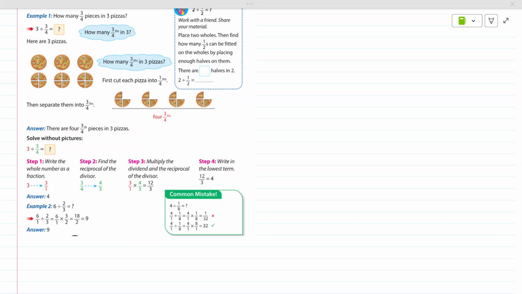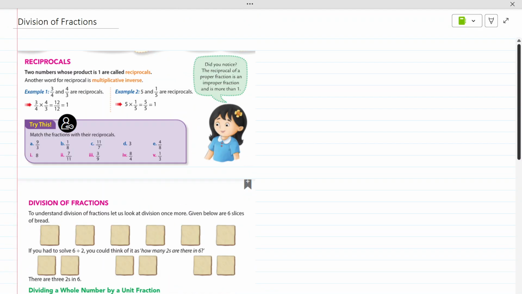Hello kids. So in today's class we are moving ahead and we will learn the concept of reciprocals. When we say reciprocal of a number, that is also called the multiplicative inverse. That means if I have to write the reciprocal of the number 3, then the reciprocal will be 1 by 3. Okay, so what we are doing here is finding the inverse of that number.